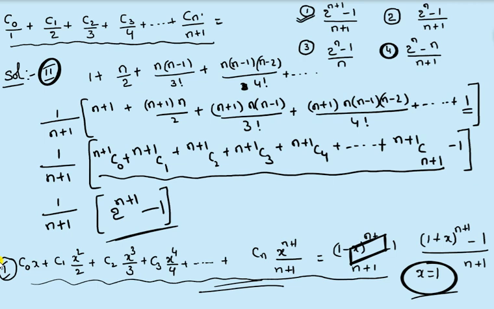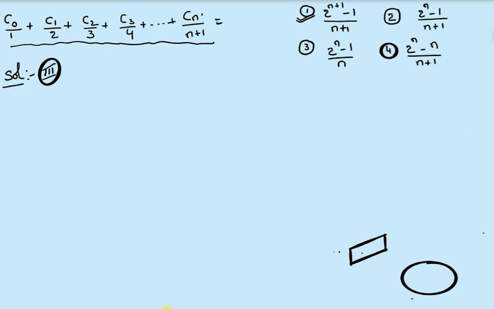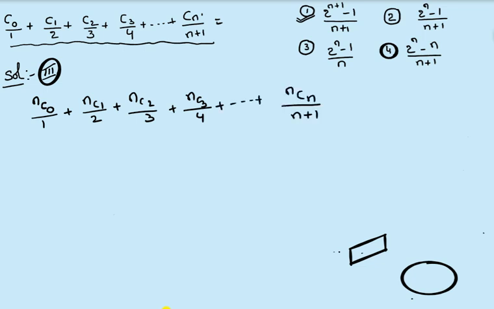That is another way of proceeding with the same question. See another method of proceeding with the same question. What is the meaning here? NC0 divided by 1, plus NC1 divided by 2, plus NC2 divided by 3, plus NC3 divided by 4, and so on, plus NCn divided by n plus 1. This technique we can use when there is an involvement of n in the question and also an involvement of n in the answer. This technique will be helpful.